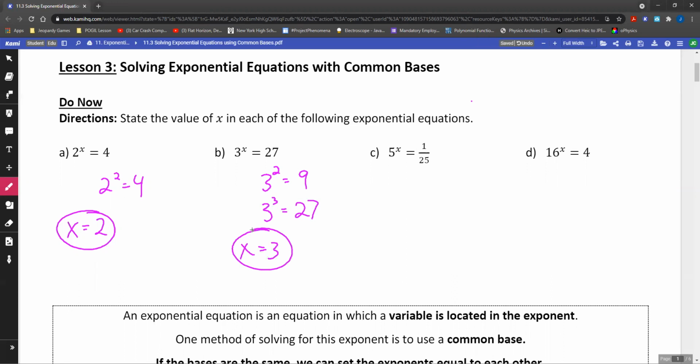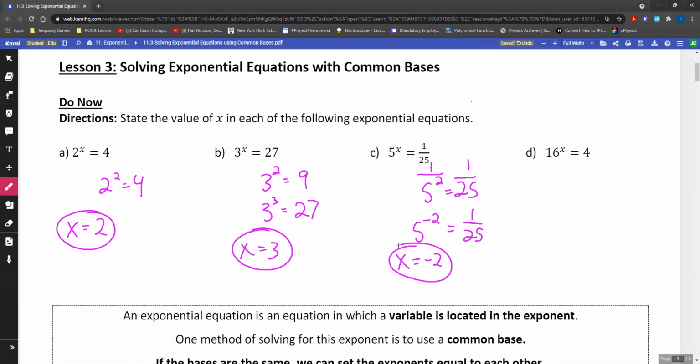Over here, I know 5 squared is 25. But notice that in part C, I'm looking for 1 over 25. So in order to actually get this as 1 over, the 5 squared has to be 1 over. And remember, with exponents, having a number in the denominator is the same as having a negative exponent. So what I get is that here, x equals negative 2.